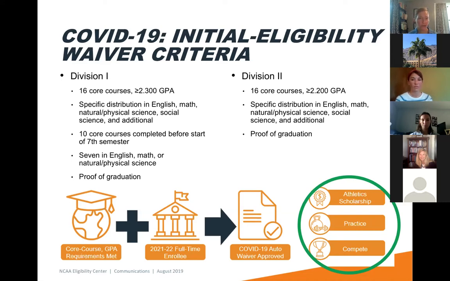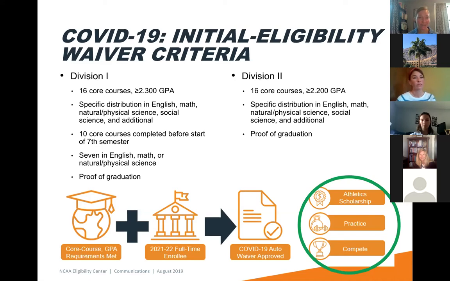Typically they would have certain test requirements as well. But if they meet these requirements, then this waiver would be approved and they would be what we call a full qualifier. So they would have availability of athletic scholarships, they would be able to practice in their first year of college enrollment, and they would be able to compete in the first year of college enrollment. So again, the main difference here is the waiving of the SAT or ACT requirement.